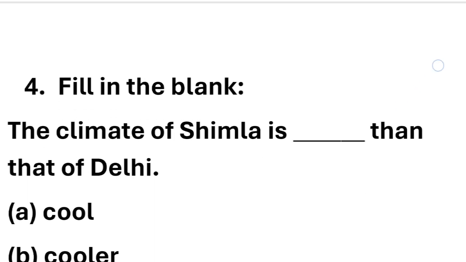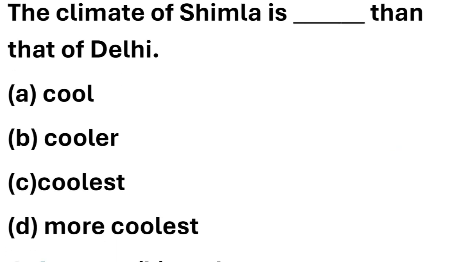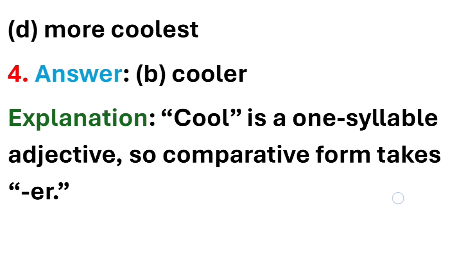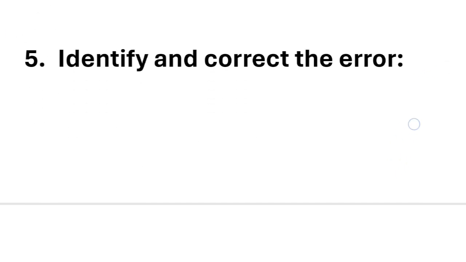Let's talk about the next question, which was question 4, fill in the blank. The climate of Shimla is dash than that of Delhi, so it should be cooler. Why cooler? Because cooler is comparative. Here cool is a one syllable adjective, so the comparative form will take "er" at the end of this adjective, hence cool will become cooler.